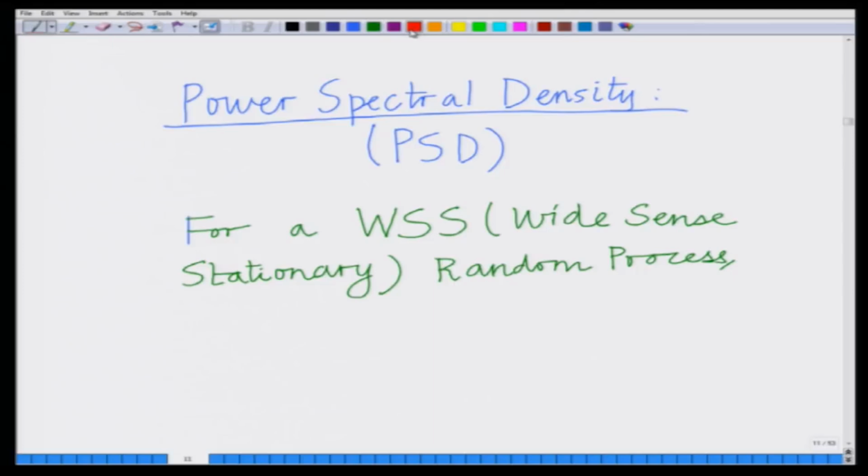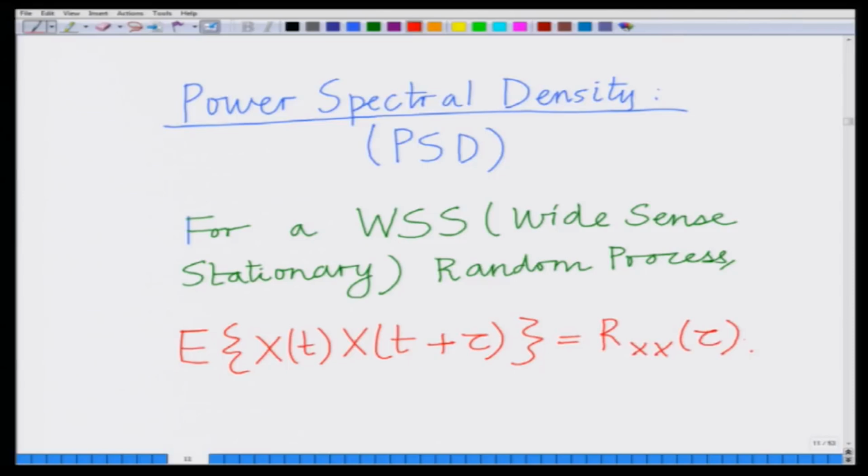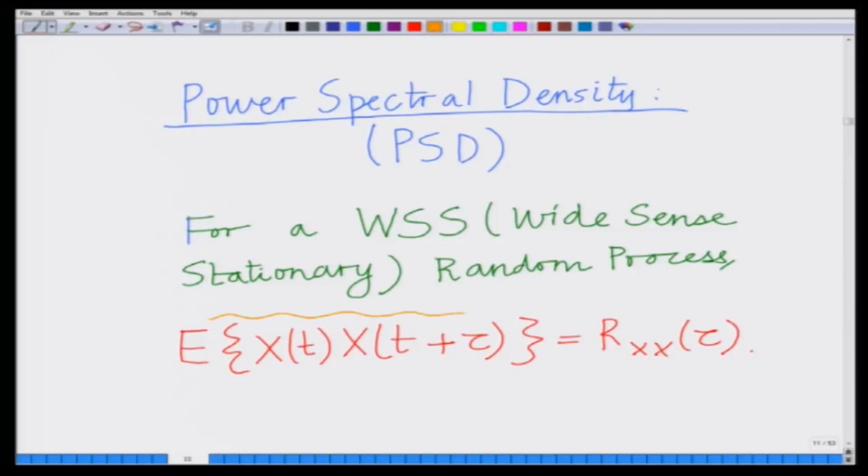random process, we have the autocorrelation function, which is defined as the expected value of x of t into x of t plus tau, which is equal to R xx, that is, depends only on the time shift tau. That is the correlation at two time instants. That is, if we consider a random process x of t, the correlation at two time instances t and t plus tau, that is expected value of x of t times x of t plus tau, depends only on the time shift tau and is denoted by R xx of tau. And this is, remember, for a random process x of t.